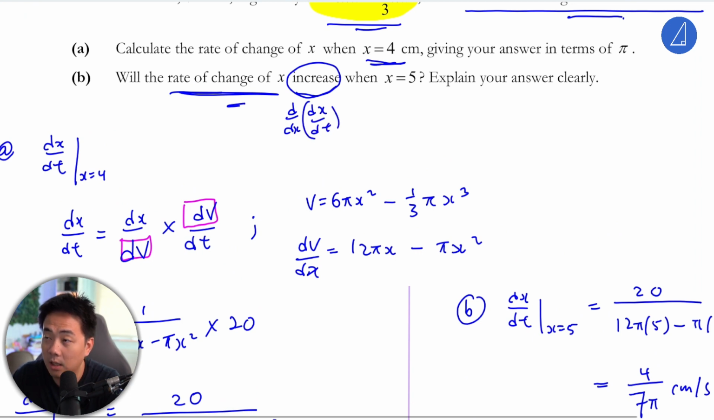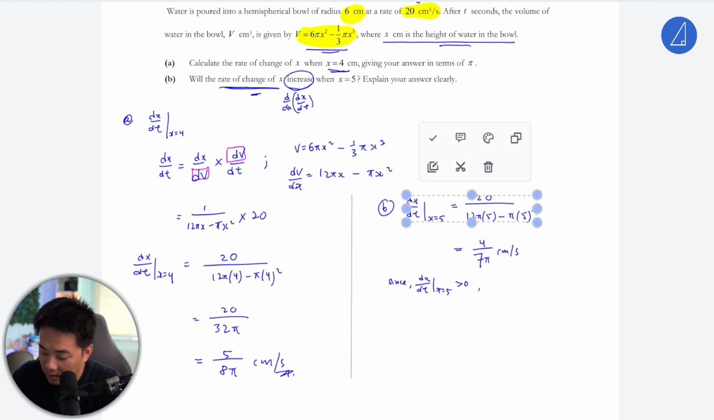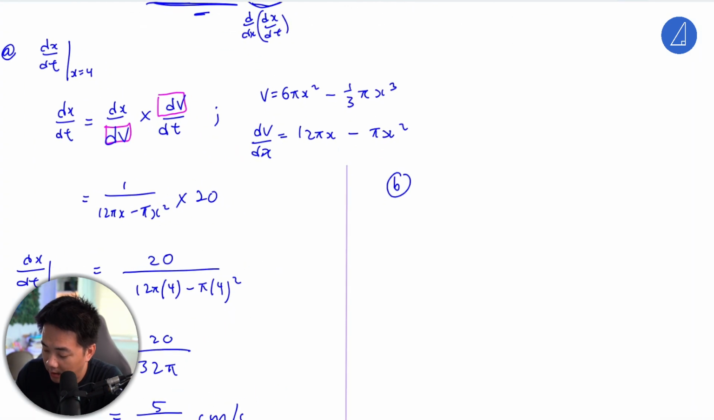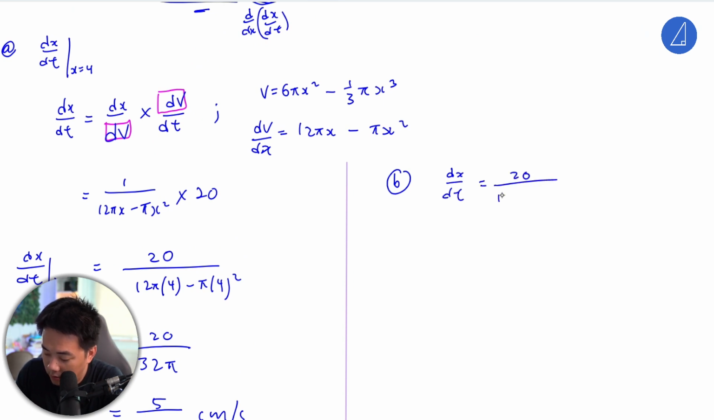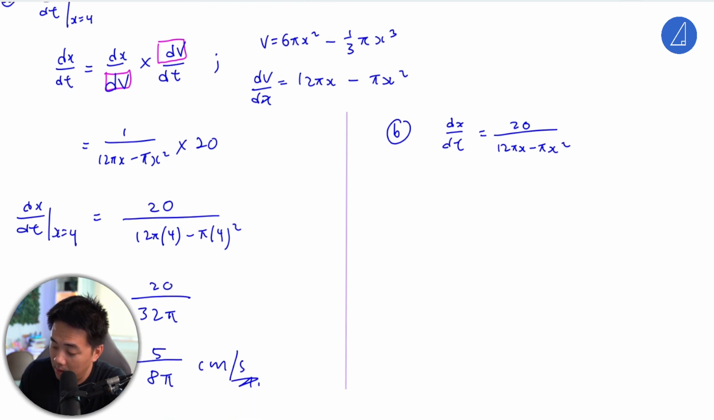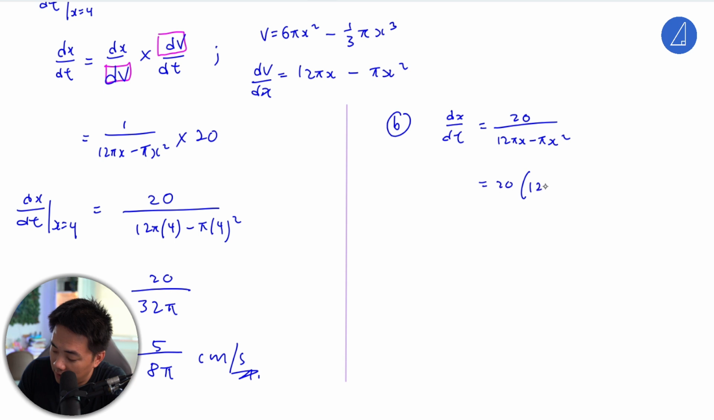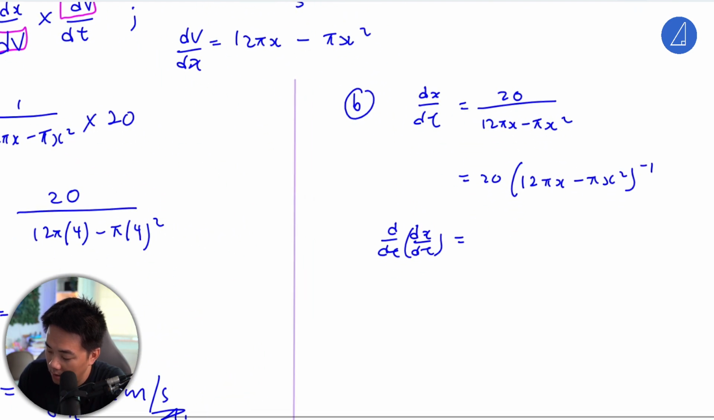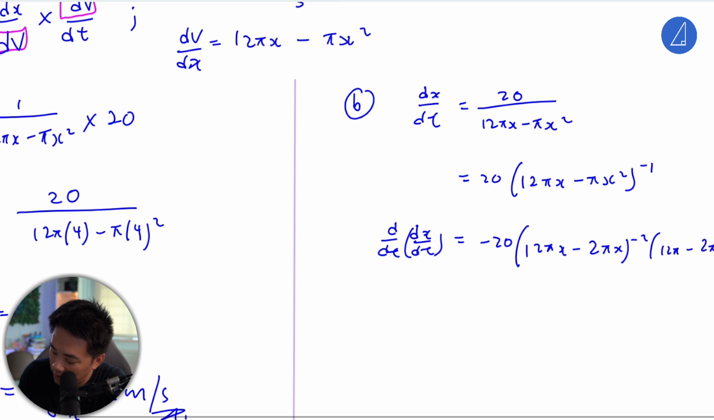So we want to evaluate the second derivative of x with respect to t, not the dx/dt here, sorry. We don't need to use the first, so we use the second derivative and that'll be great. So dx/dt is equal to 20 over 12 pi x minus pi x squared. Because the top is a constant, I'm just going to write this out as 20 times 12 pi x minus pi x squared to the power of minus 1. This is the rate of change of the rate of change. So the rate of change increases if this is an increasing function. So this is minus 20 over 12 pi x minus pi x squared, all squared, and by chain rule it's times 12 pi minus 2 pi x.